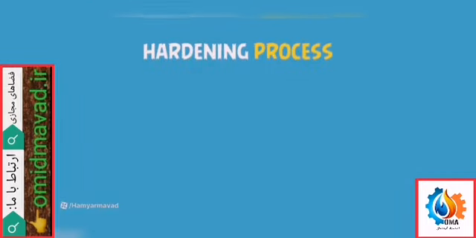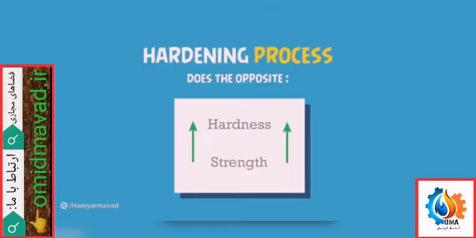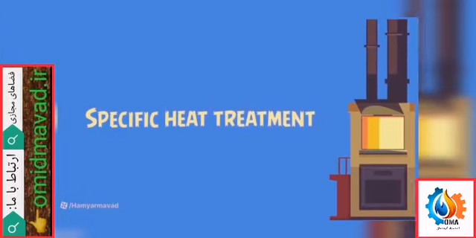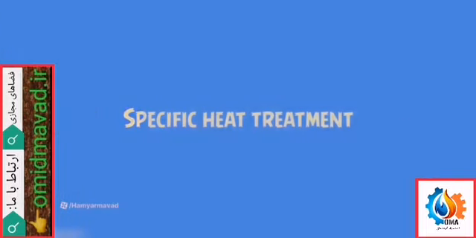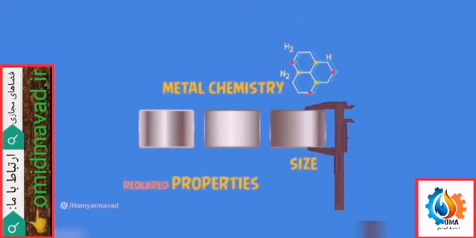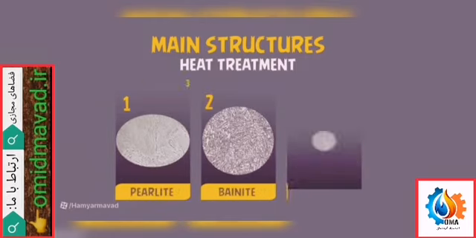The hardening process does the opposite. It increases strength and hardness while lowering toughness and ductility. This includes two processes called quenching and tempering and age hardening. The specific heat treatment used in manufacturing will depend on the metal chemistry, the size of the part, and the required properties. The three main structures that are achievable through heat treatment are pearlite, bainite, and martensite.